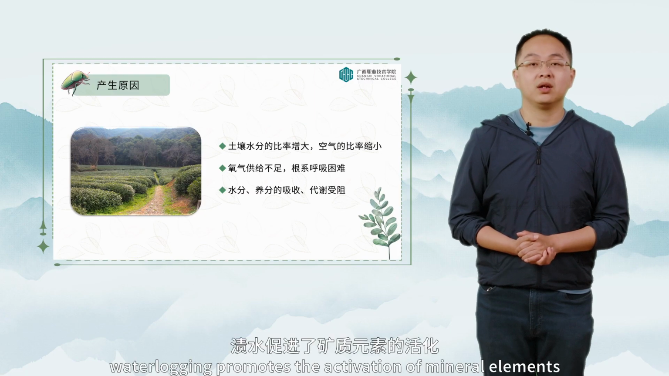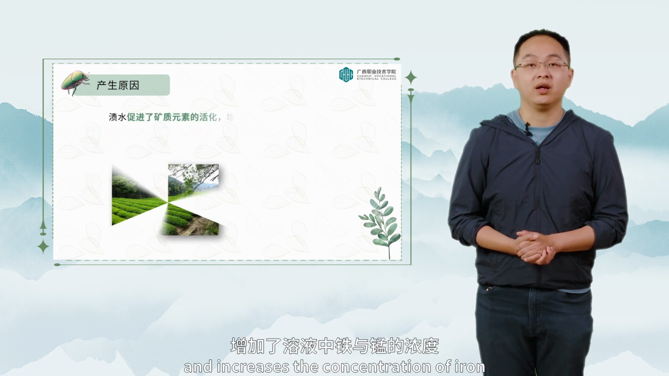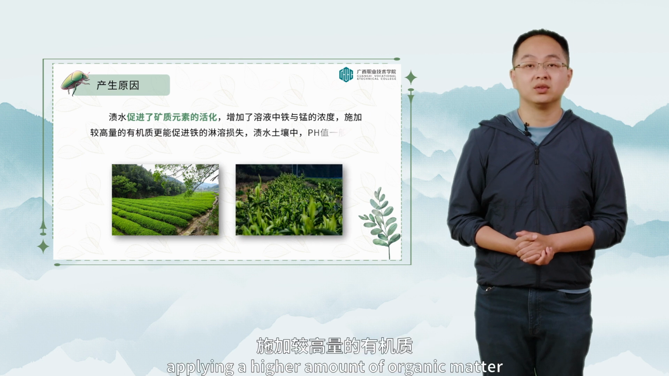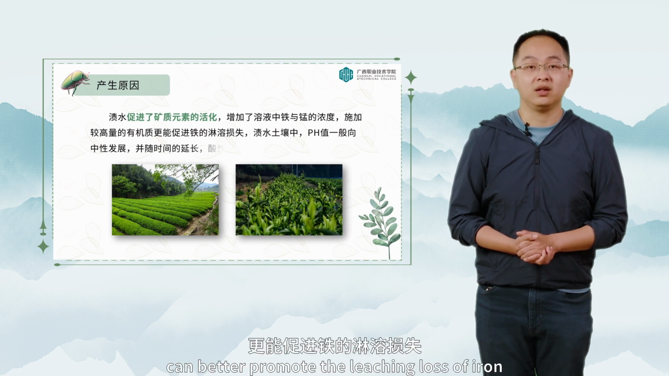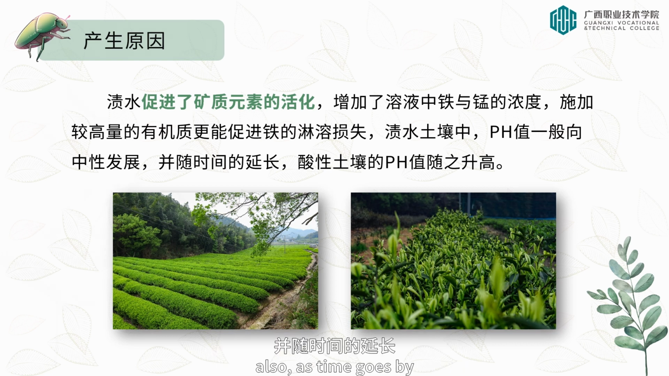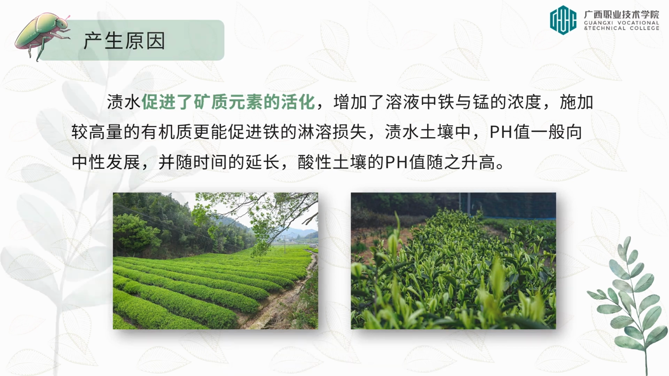Waterlogging promotes the activation of mineral elements and increases the concentration of iron and manganese in the solution. Applying a higher amount of organic matter can better promote the leaching loss of iron. The pH value in waterlogged soil generally moves towards neutrality. Also, as time goes by, the pH value of acidic soil increases.